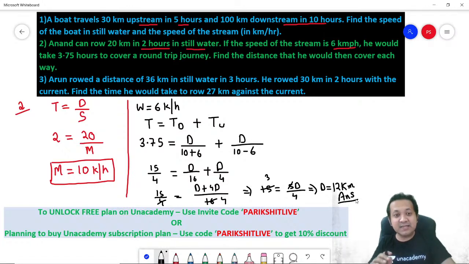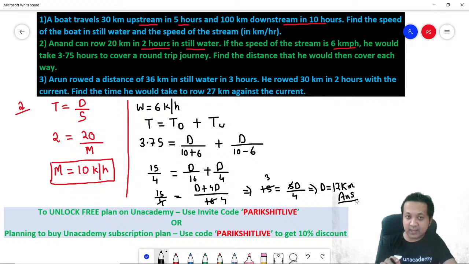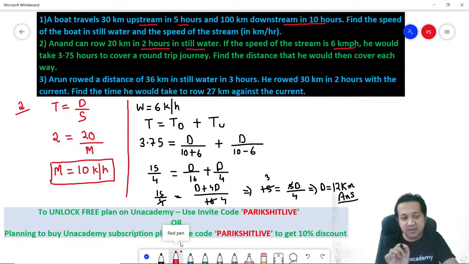Followed? Easy one, provided you think logically. So remember, in speed, time and distance, when it comes to boats and streams, the main catch is to understand when to add and when to subtract. If you are clear on this, generally you'll not find it a problem to solve such sums. So it's just about understanding when to add and when to subtract.